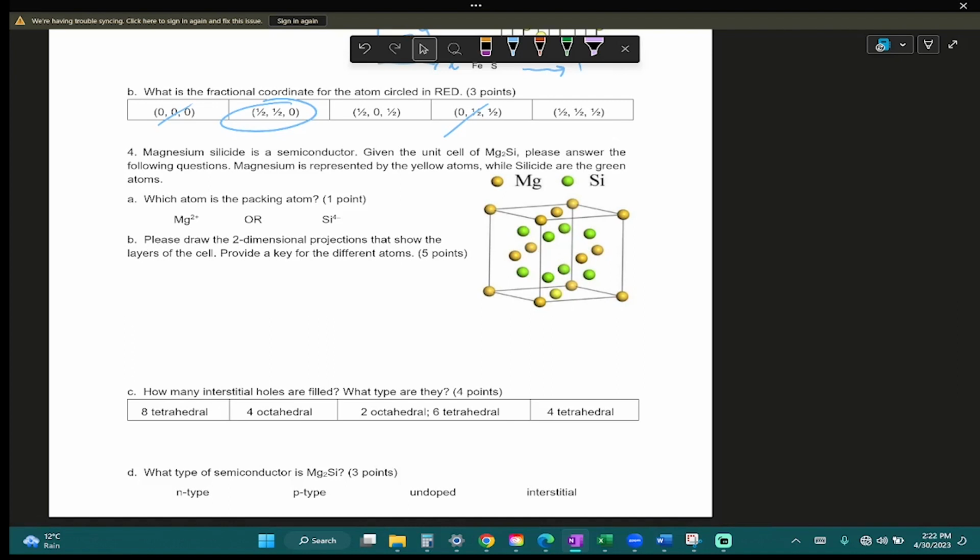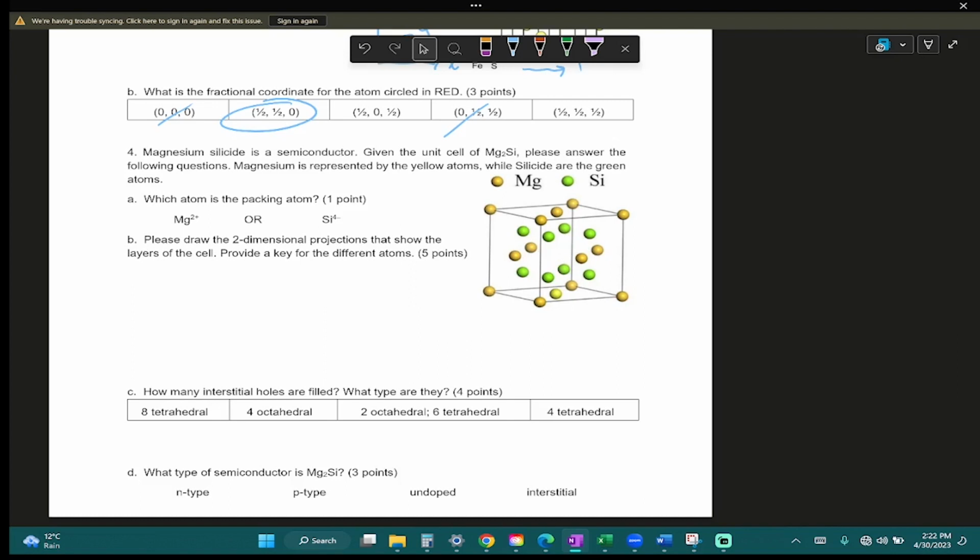So the first one it's asking is, what is the packing atom? What do we think it is here? What do we think the packing atom means? Let's start there, maybe. Is it the one that fills the hole, or the one that has the FCC, HCP, BCC structure? Those are the filling atoms. So what do we think the packing atoms are?